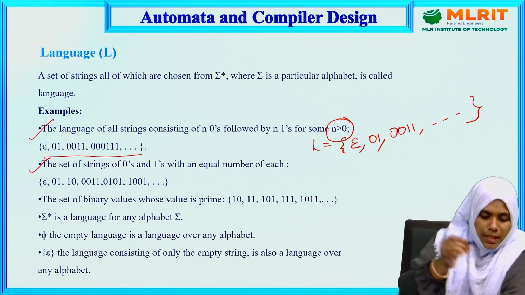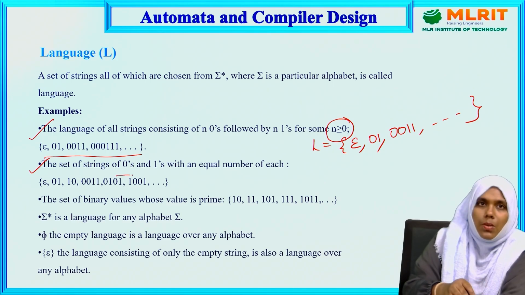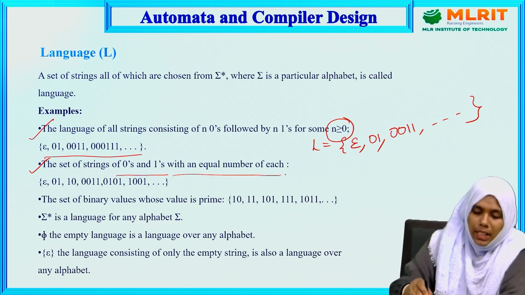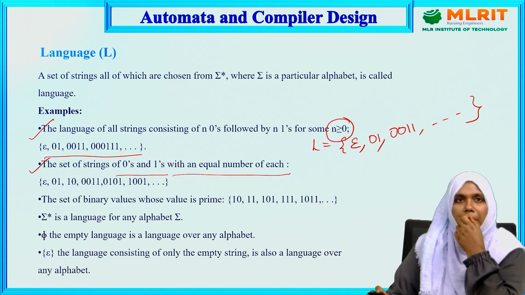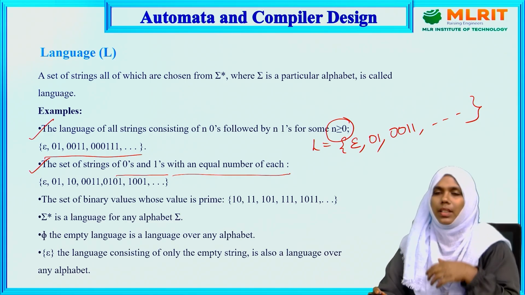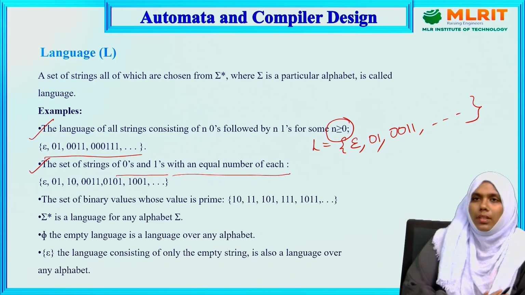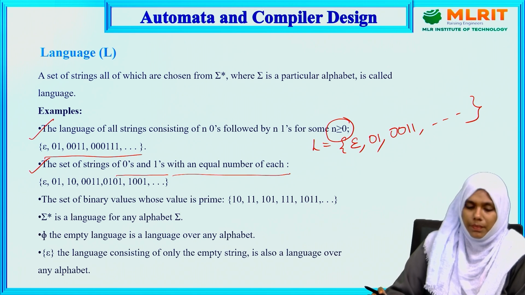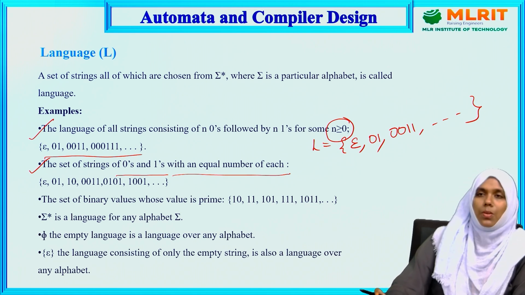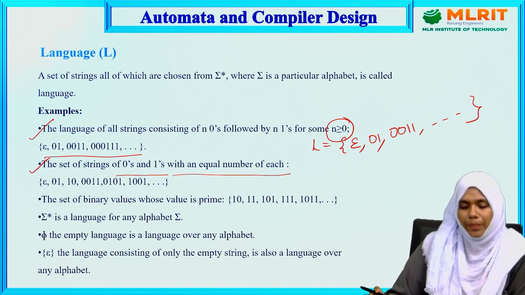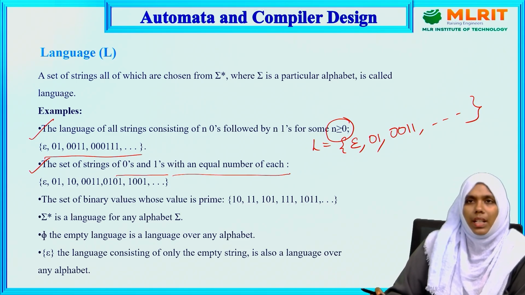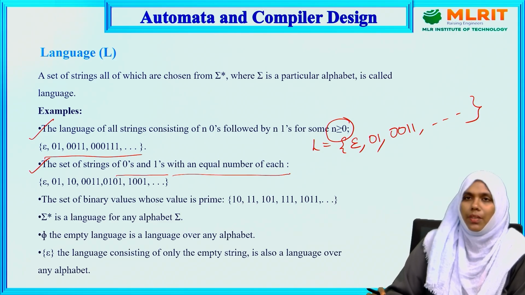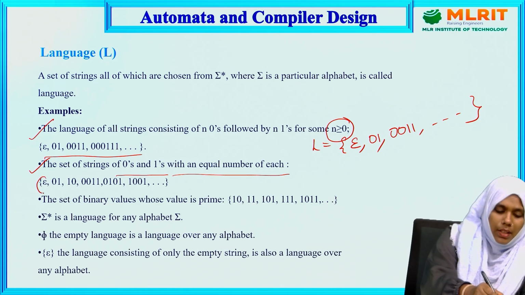Now coming to the second example. A set of strings of zeros and ones with an equal number of each. That means there is no order, that either we have to write 1 first or 0 first. There is no particular order for that. But the condition is that if you have taken 2 zeros, 2 ones should be there. Equal number of zeros and ones should be there. So for example, if I have not taken any 0, that means no ones should be there. If no zeros, no ones, that can be written as what?